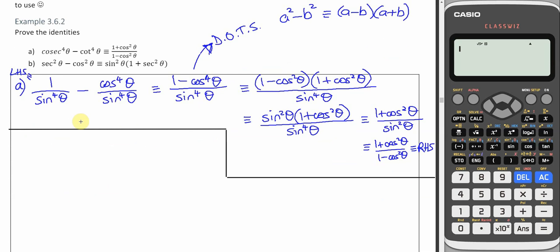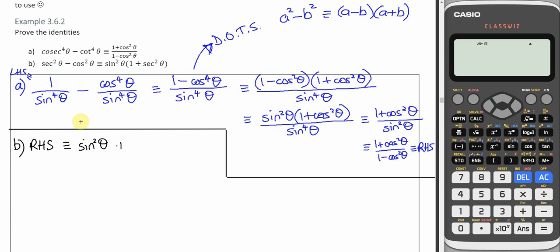In part B, once again I need to make a decision. Am I going to start with the left hand side or start with the right hand side? Looking at the left hand side, we could use the difference of two squares and factorize it into sec theta take away cos theta times sec theta plus cos theta. However, after that I haven't got any ideas what to do next, other than maybe turn sec into 1 over cos, perhaps. I've got a feeling that the right hand side is the easier one to work with here. That's what I'm going to do. I'm going to start with the right hand side and start by expanding the brackets.